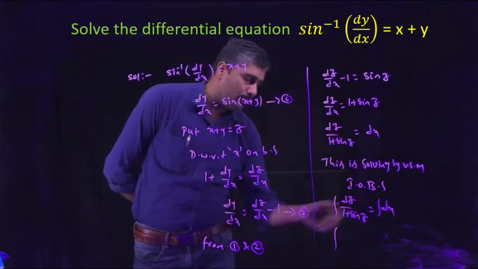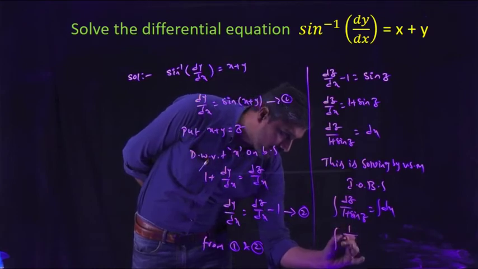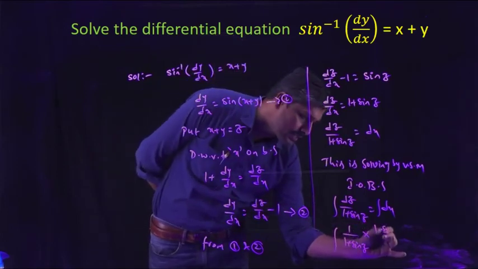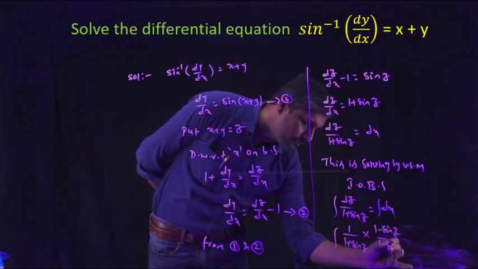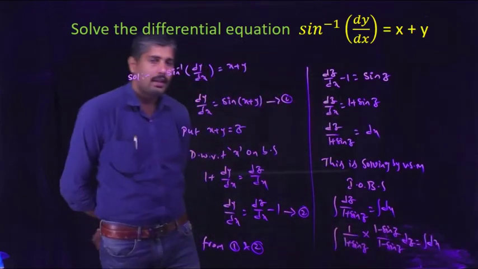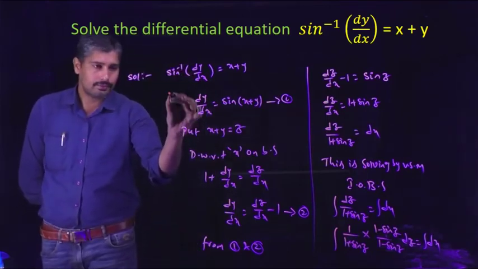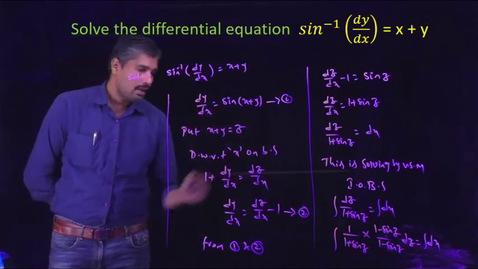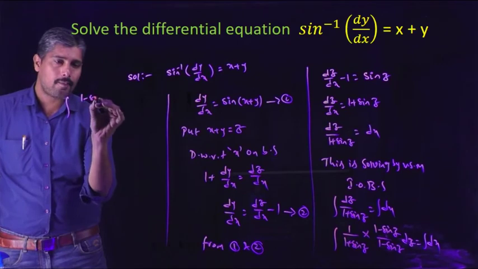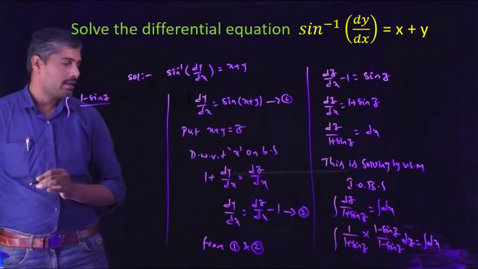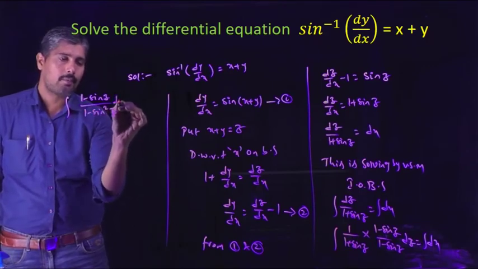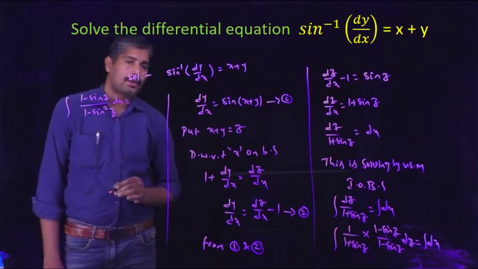purpose, we take a simple way: 1 by (1 plus sin z) into rationalizing with (1 minus sin z). That is (1 minus sin z) by (1 minus sin z) dz equal to integral dx. See here. We know that (a plus b) into (a minus b) is a square minus b square. That is 1 minus sin square z dz. We know that integral dx equal to x plus c.